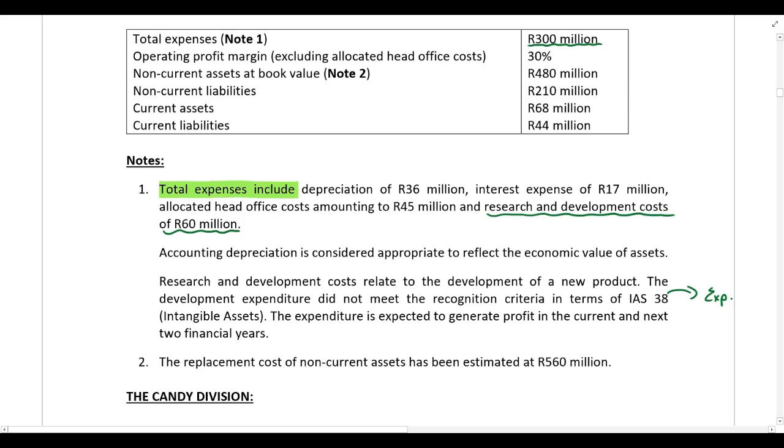All right, so that information relates to total expenses. Then you've also been given the operating profit margin, excluding allocated head office costs, which is 30%, non-current assets at book value, 480 million Rand, and in note 2 we are told that the replacement cost of the non-current assets has been estimated at 560 million Rand. There are non-current liabilities of 210 million Rand, current assets of 68 million Rand, and current liabilities of 44 million Rand.